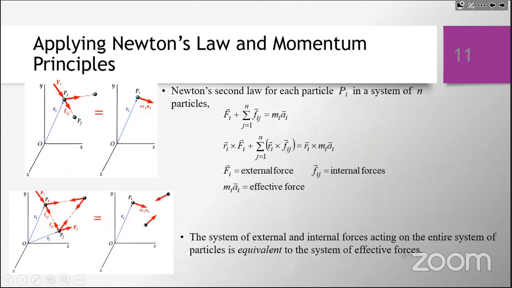So here we are. These are the math heavy ones. This is where we're going to go through the derivation. I don't expect anybody to replicate the derivation, but I want you to understand where it comes from at the very least. So Newton's second law for a particle in a system of n particles. We've got n particles, so what is this equation?